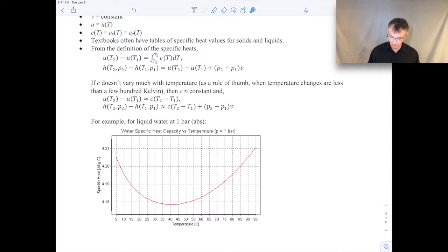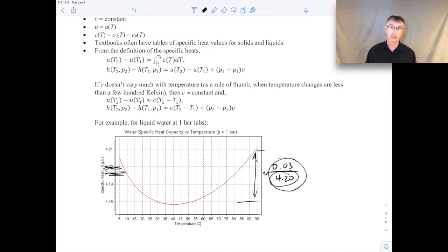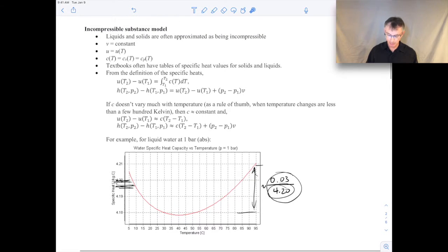The change is, what is that, about 0.03 over 4.2 roughly. That's the kind of change that you're dealing with here. The 4.2 is just the average value in here, and the 0.03 is the difference here. So you're getting my point, that's a pretty small change percentage-wise. Okay? So hopefully you're convinced that this approximation is a reasonable one when you're dealing with just small changes in temperature. Okay? All right, so that recaps the incompressible substance model.